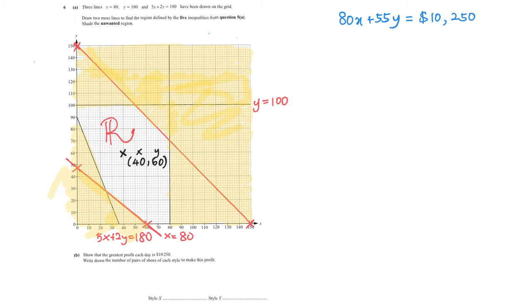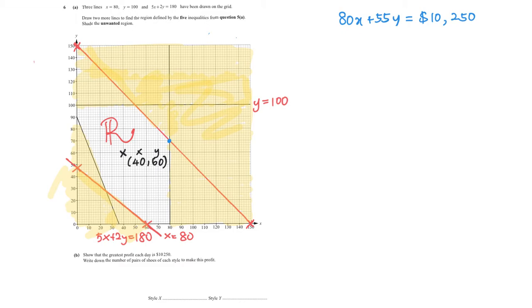The machine A time, machine B time, and the unshaded region here show all the conditions being considered. Okay, and we have to find the pair x and y that can be substituted in here and make 10,250. So let's see which pair works well for that. Maybe we can try this point here.